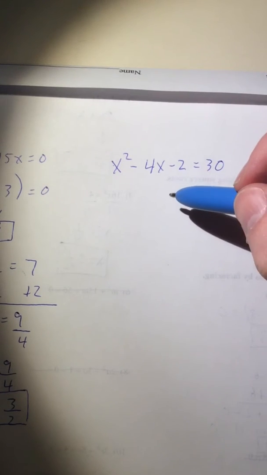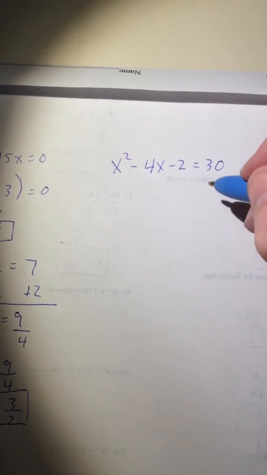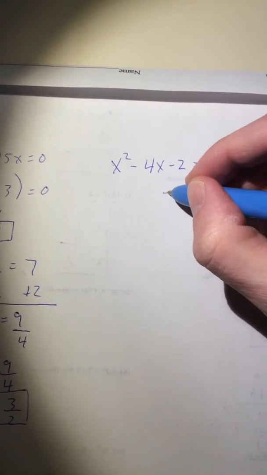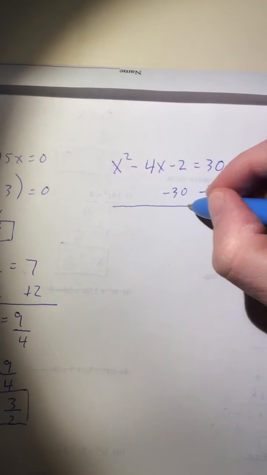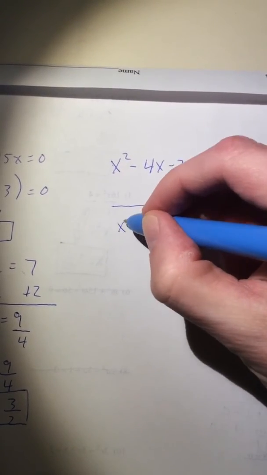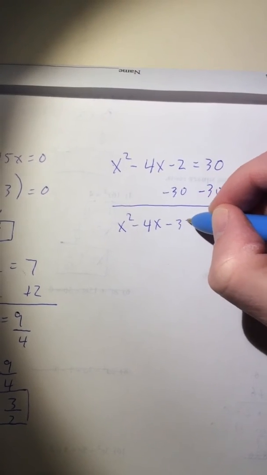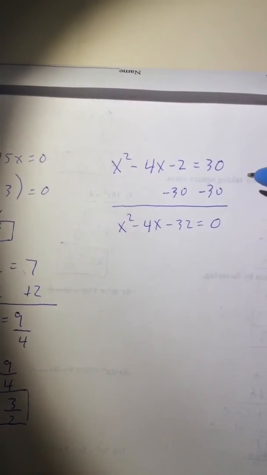Okay, so hopefully you've had time to do this. And we're just going to subtract 30 from both sides because we want to make sure it's set equal to 0. And so we have x squared minus 4x minus 32 equals 0.